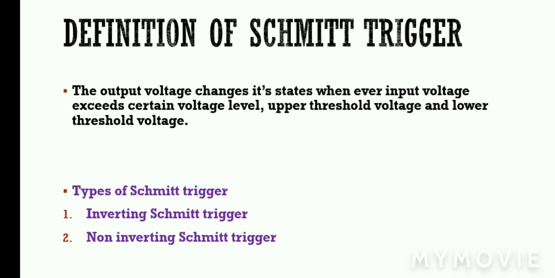Here is the definition of Schmitt trigger circuit. The output voltage changes its states whenever input voltage exceeds a certain voltage level. So the input voltage can exceed a certain voltage level in positive direction as well as in negative direction. So for the positive direction, we have the upper threshold VUT, and if the input voltage exceeds in the negative direction, then we have lower threshold VLT.